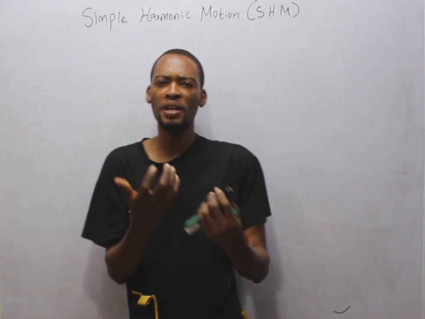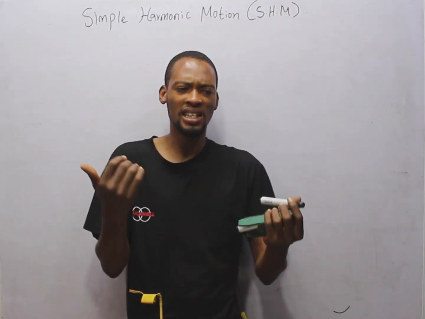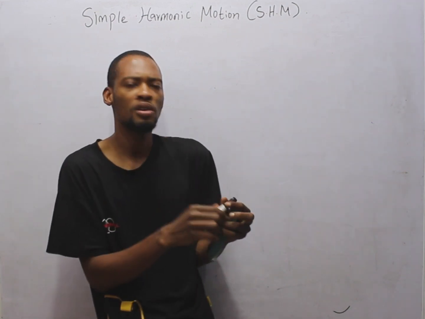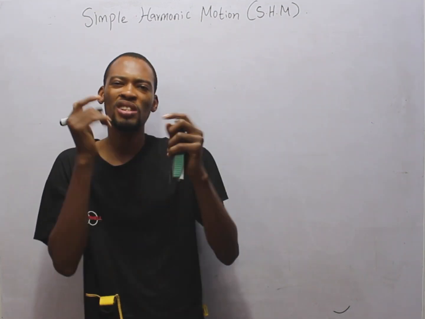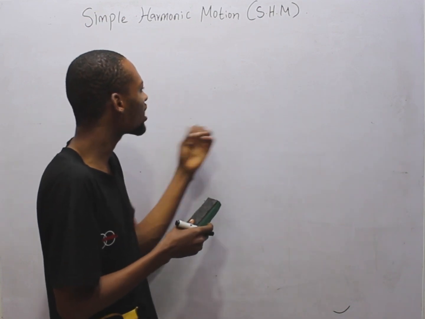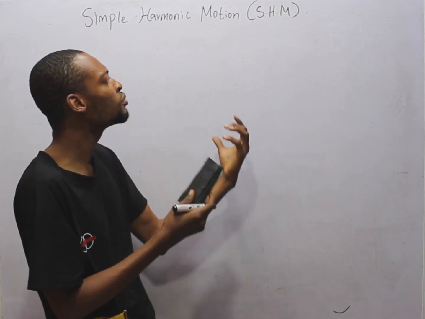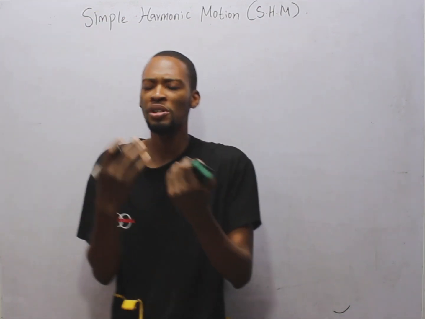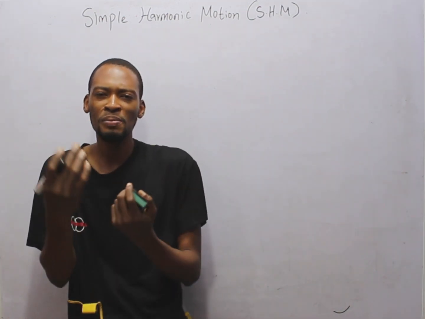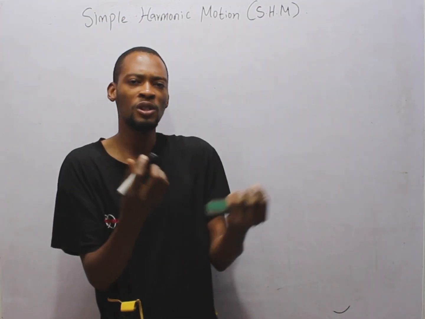Now, swinging of a pendulum bulb and a mass attached to a spring are the top examples of bodies that undergo simple harmonic motion. Now, in the definition and explanation of simple harmonic motion, I have been talking about displacement. So what is the formula for displacement in simple harmonic motion?